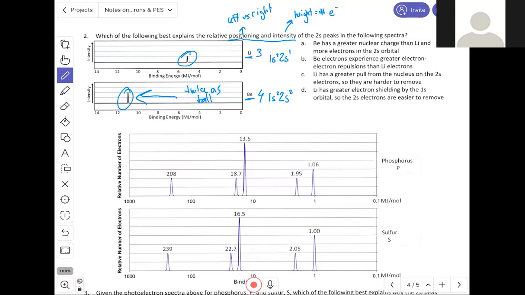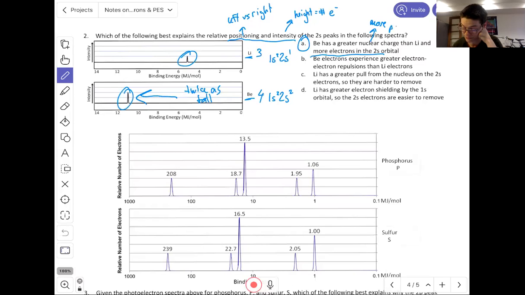It's A. The easiest thing is because it's got more electrons. That's the only one that talks about the fact that it's got more electrons. Greater nuclear charge means more protons. So beryllium has both more protons in comparison to lithium, and it's got twice as many electrons in its S compared to lithium. So that's why it's A.